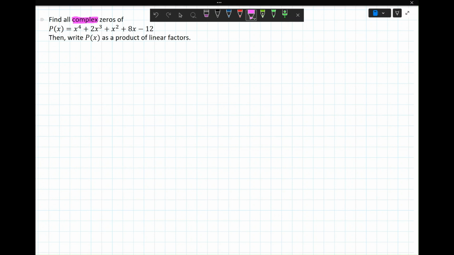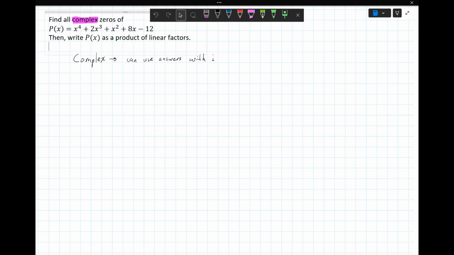You might say, hey, this problem is complex in general. Well, it's not what this means. Complex means imaginary numbers are included, or we can use answers with i in them.